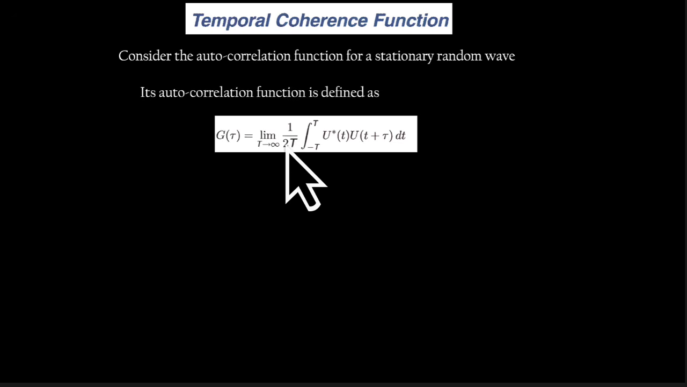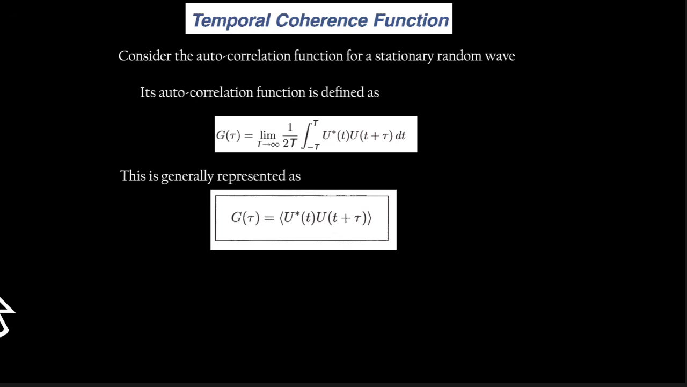And of course, the 1 by 2t essentially takes care of the normalization with respect to time. Now, the crucial aspect is that this is generally represented by this capital G as a function of tau, and it is represented by this bracket function u star, the complex conjugate of the wave function which we have already mentioned, and u at time t plus tau, and the bracket closes.